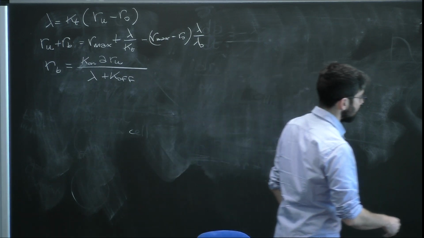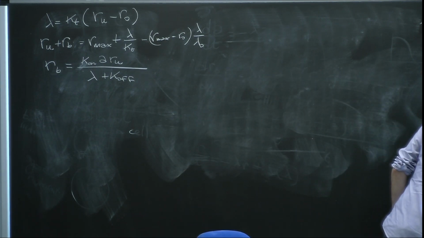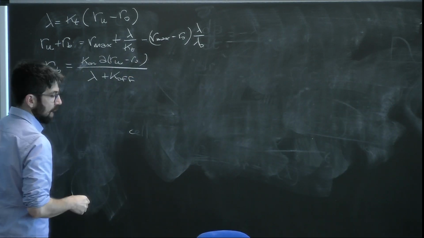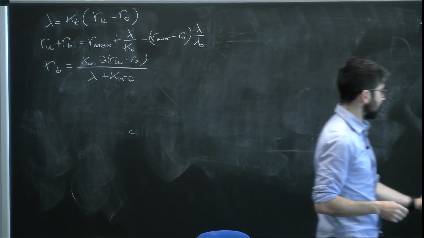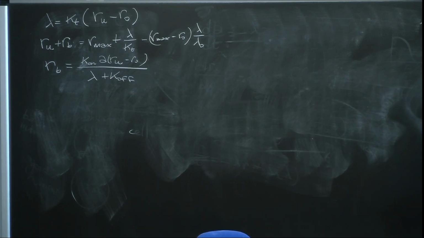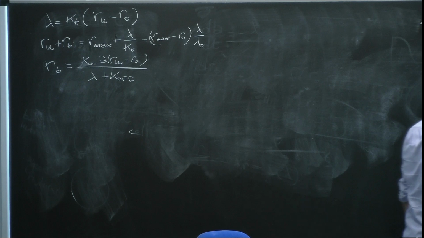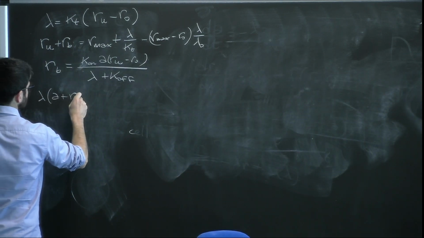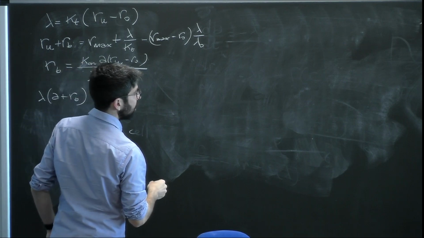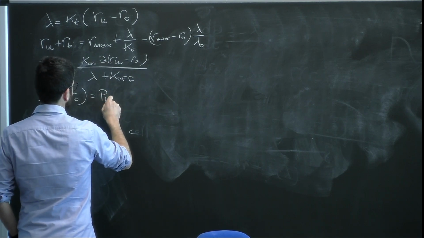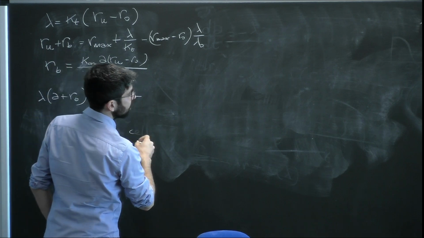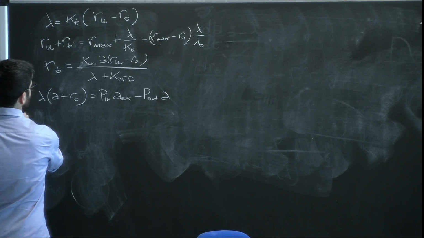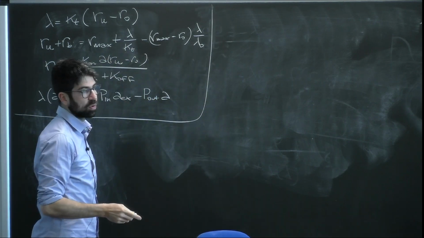Sorry, this was R new. Here there was an R naught. Okay? R new minus R naught. And then you see that this term appears in both equations, so I can sum them and I get lambda A plus Rb equal to P in Ax minus P out A. Okay? So you have this system of equations that you need to solve.